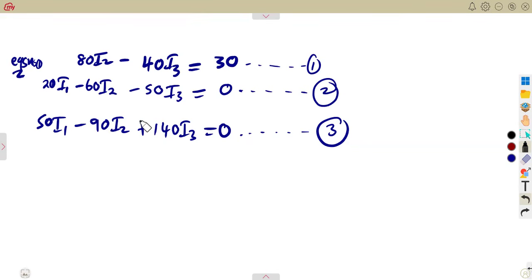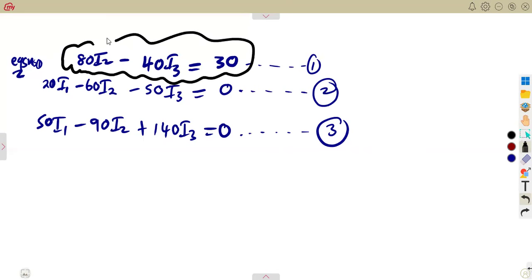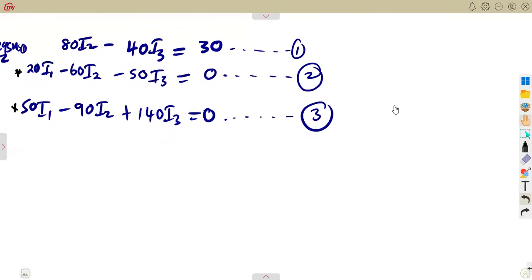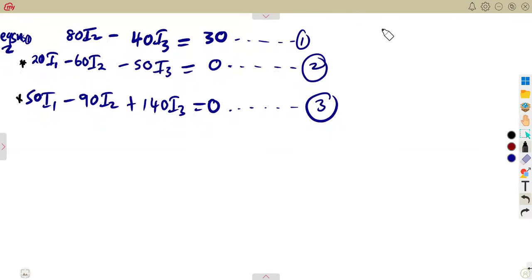Anyways, I'm just going to look for a suitable method that we can work with. Since we can see that in the first equation we just have I2 and I3, we can take advantage of that. Use the substitution method, so that we substitute into equation 2 and equation 3 whatever we make the subject from equation 1. You can make I3 the subject, or you can make I2 the subject from equation 1, it's up to you.